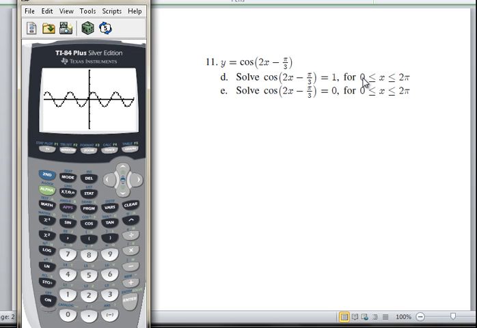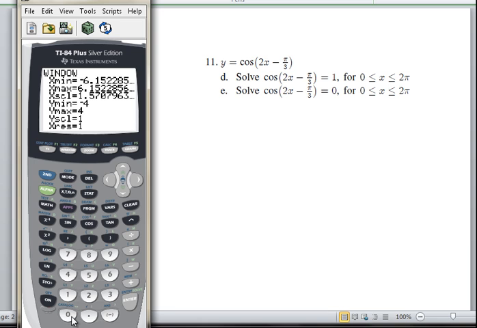We want to go from 0 to, let's just say 6.5, right? Because 2 pi is 6.28-ish. So hit window, change your x min to 0 and your x max to 6.5. And then, because we changed our window, hit graph.